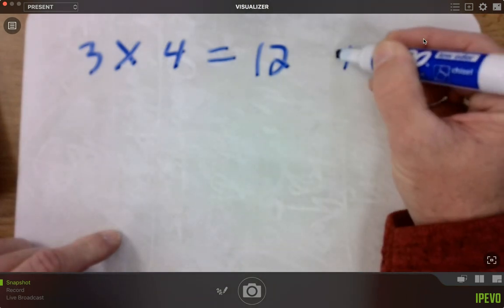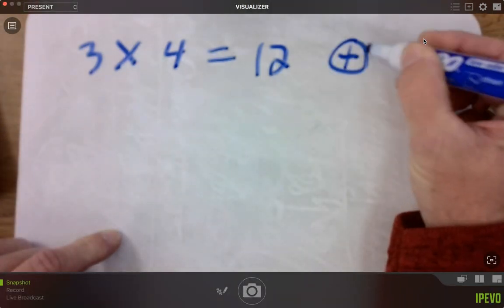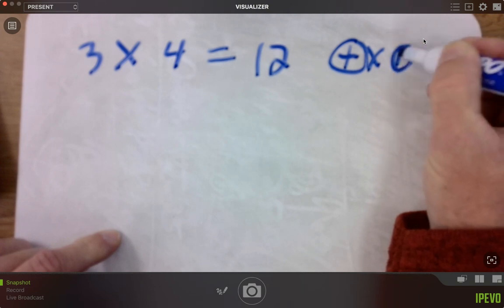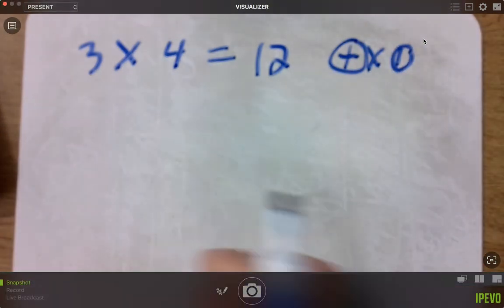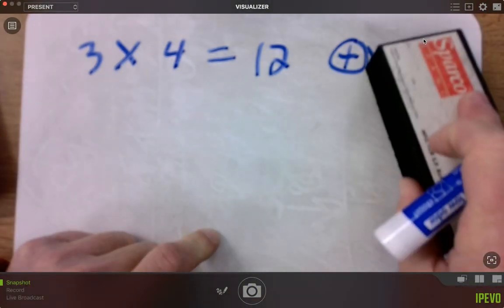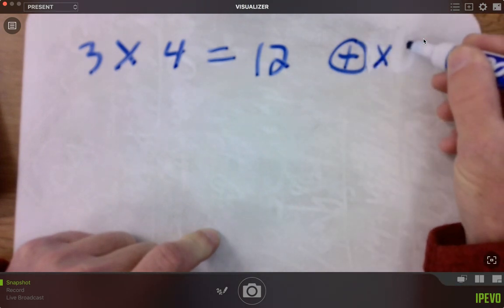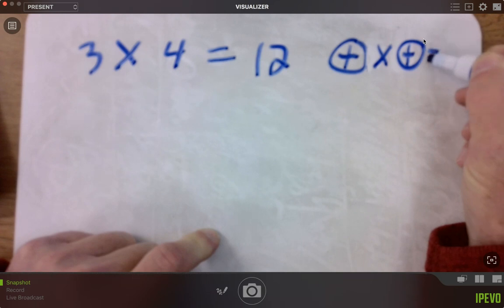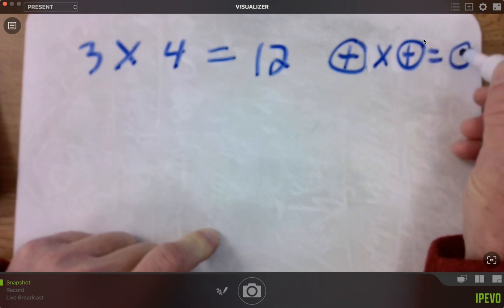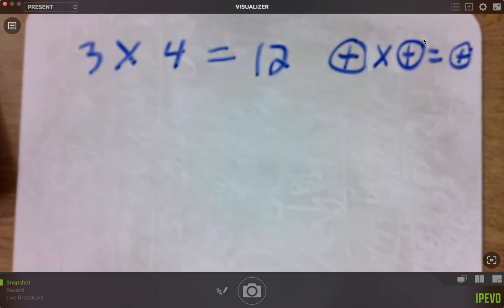Again, a positive times a positive. Well, that's pretty sloppy, isn't it? Let's fix that. A positive times a positive equals a positive.